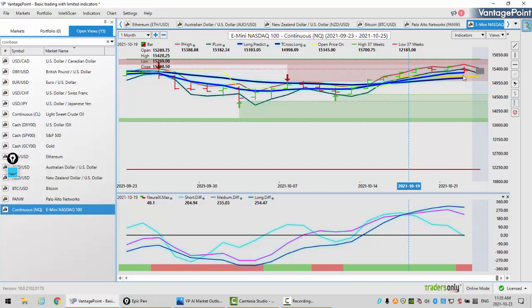So again, the two main levels that you want to keep an eye on this week are the long predicted at 15,283 and the T-cross long at 15,100. If we get solid earnings on those FANGs, then the NASDAQ will continue to advance, but there is going to be some real choppy trading conditions going into next week.